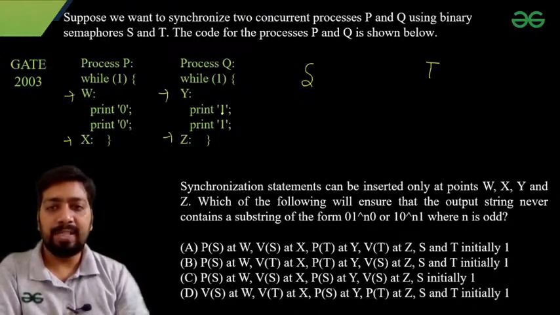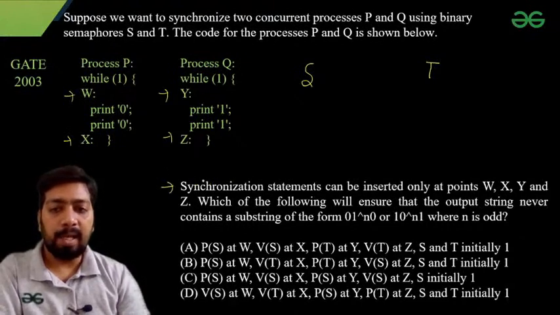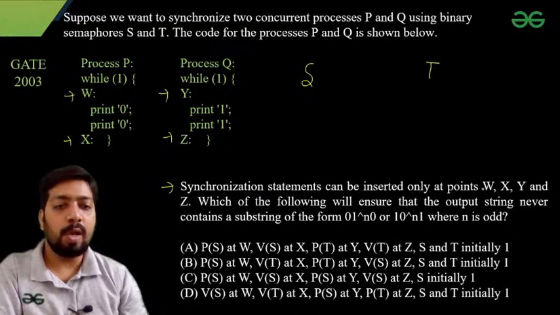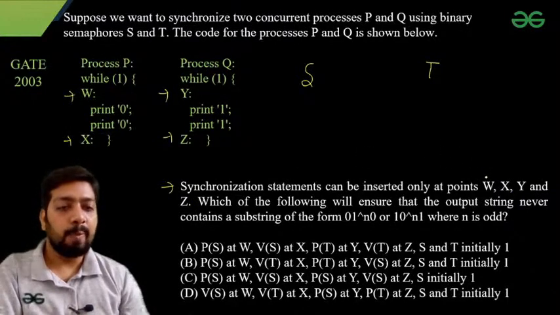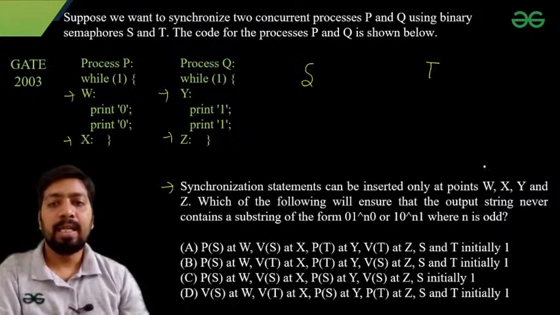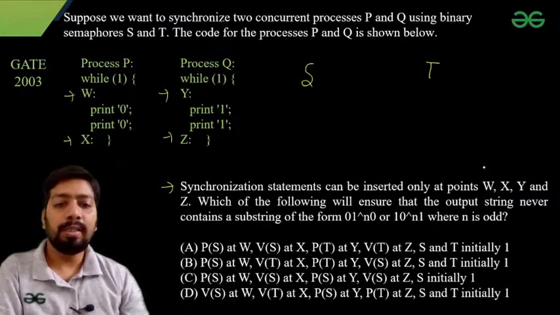So that's definitely true. After that, let's read the remaining part of the question. Synchronization statements can be inserted only at points W, X, Y, Z. That means wait and signal operations can be performed only at the points W, X, Y, Z. So W, X, Y, Z are used for wait or signal.